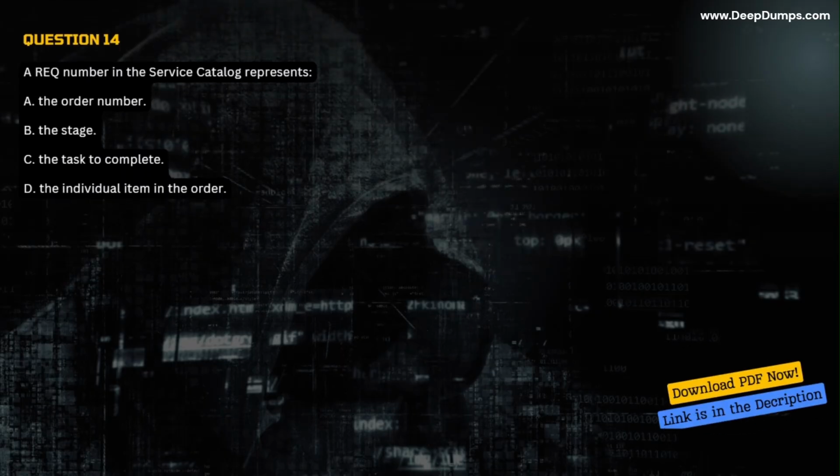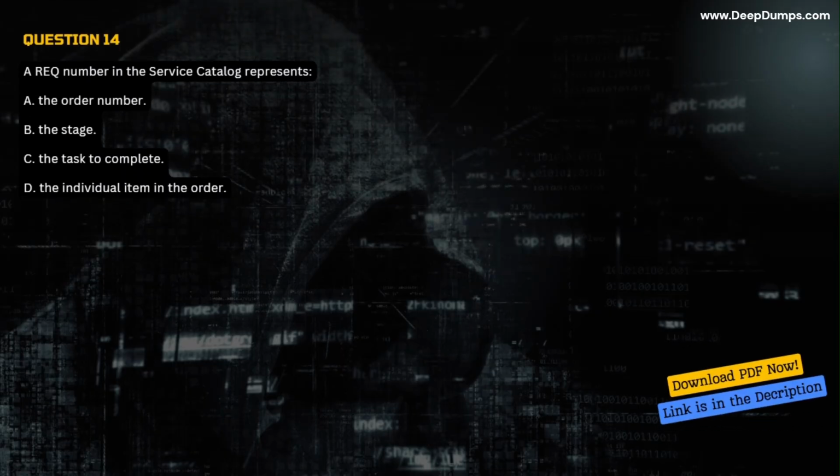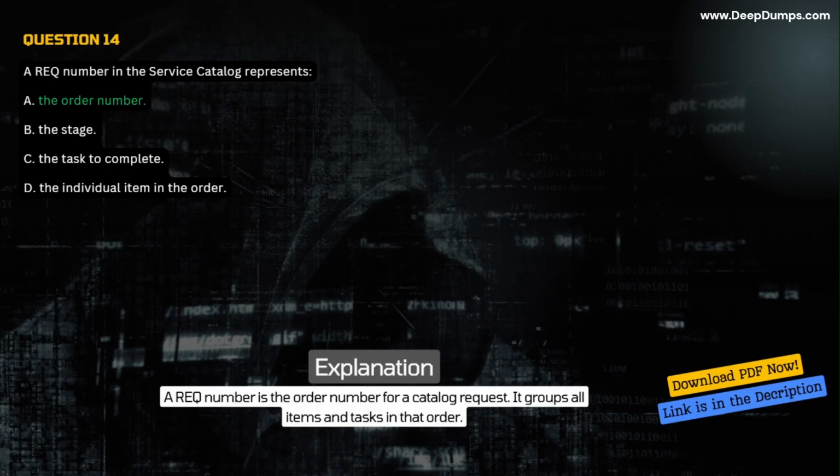Question 14. A REQ number in the service catalog represents: A. The order number. B. The stage. C. The task to complete. D. The individual item in the order. Correct answer A, the order number. Explanation: a REQ number is the order number for a catalog request. It groups all items and tasks in that order.